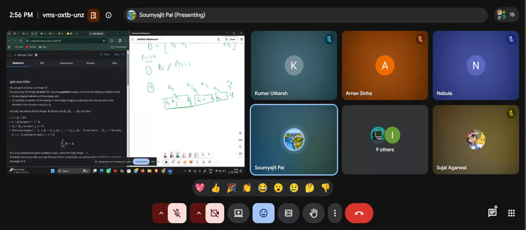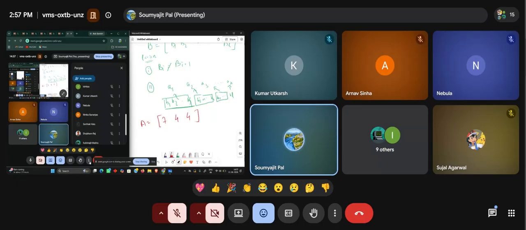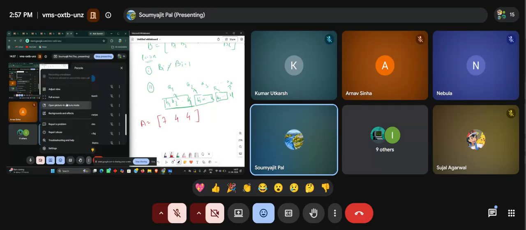For example, let me change the color of my pen. I have been given an array A as 7, 4, 4. Okay, wait a minute. I think I need to enter picture in picture.